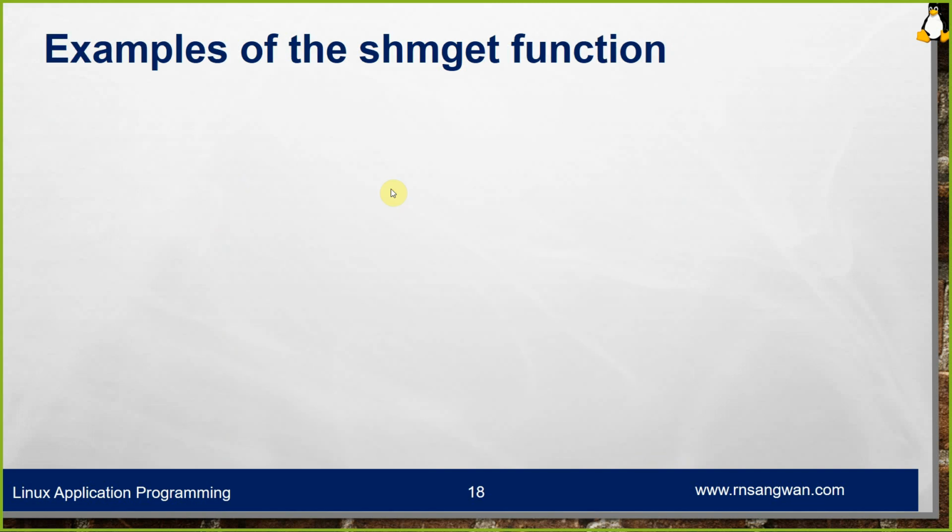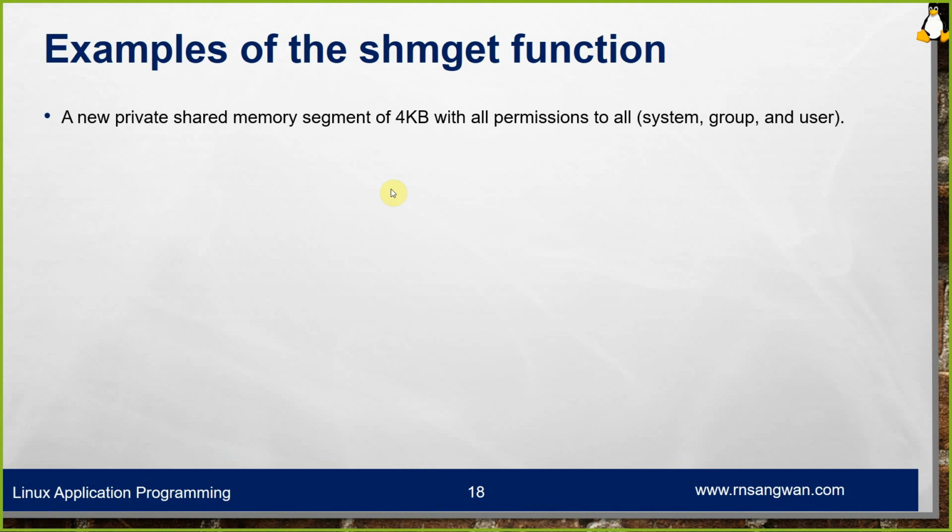Examples of the shmget function. We have done one example, but now a specific example with these inputs: a new private shared memory segment of 4 KB with all permissions to all, that is system, group and user.